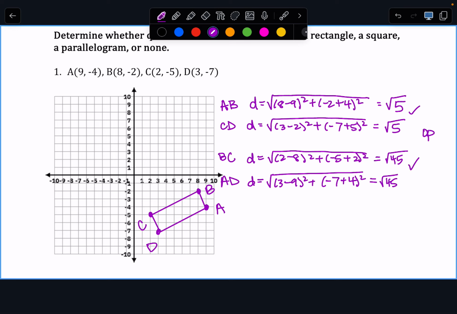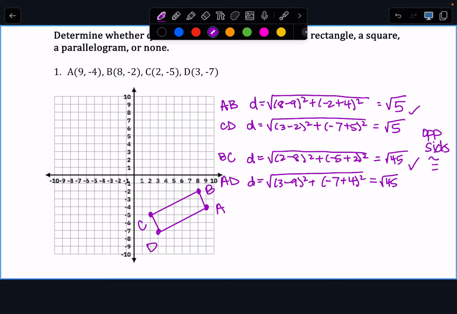We know that opposite sides are congruent, so we at least have a parallelogram, but we don't know that yet. It is not a rhombus. What would be true if it was a rhombus? Both sides would be the same. All 4 of those would be the same.